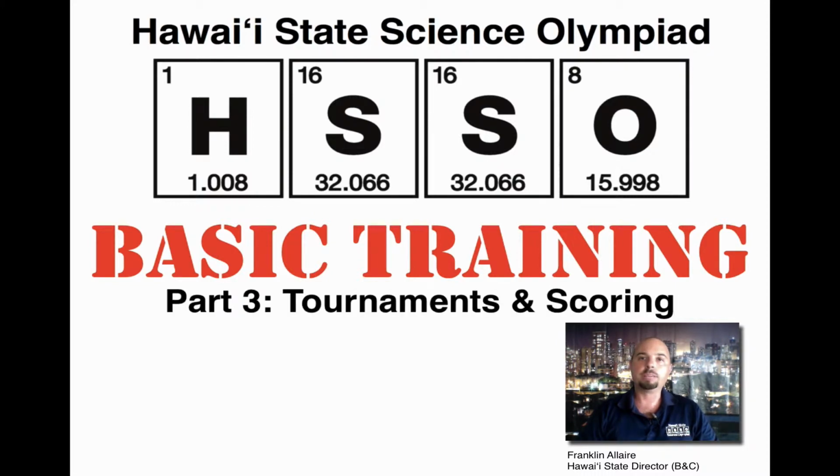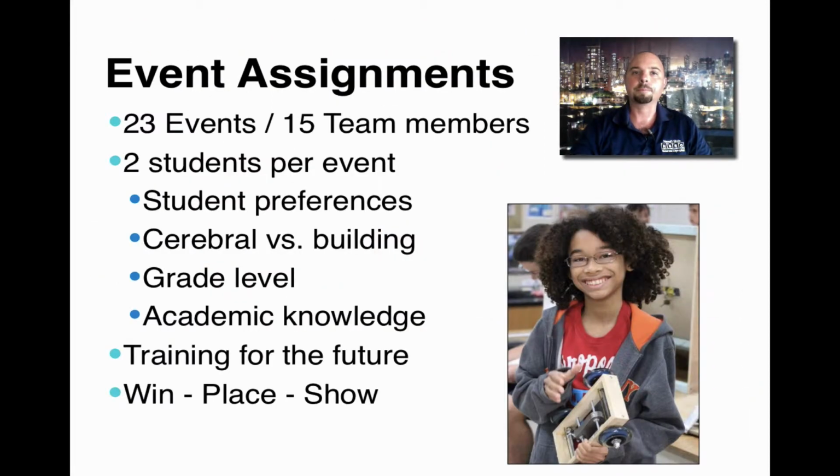In this part, we're going to be taking a closer look at the tournaments, specifically at how they get scored. Now, the trick is, of course, that there are at most 23 events in any division and only 15 team members on your school team. With a limit of 2 students per event, you're going to have to do some juggling.